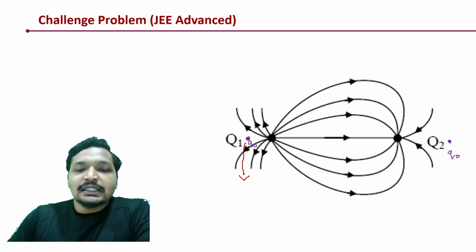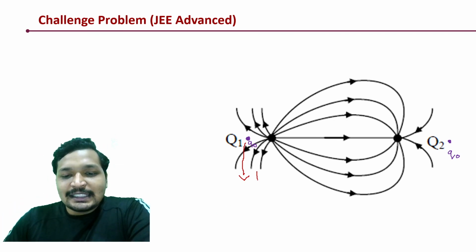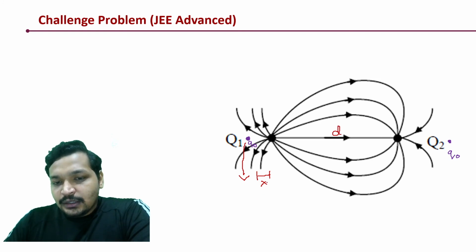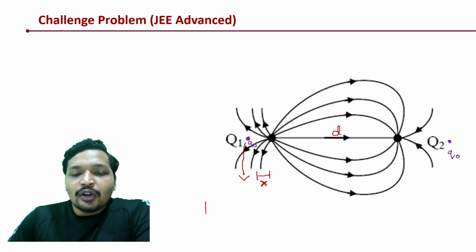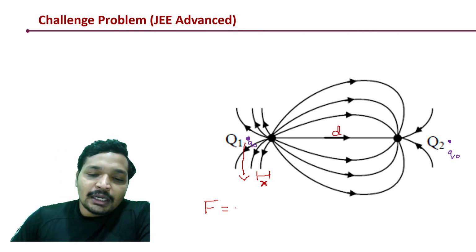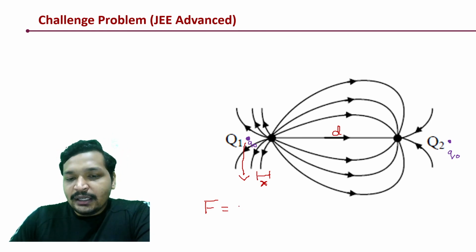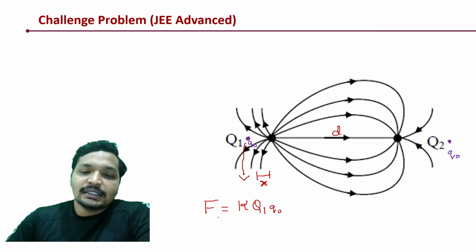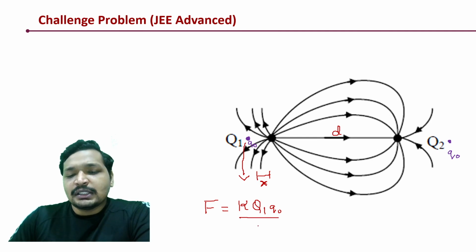If this test charge is at a distance, let's say x from q1, and the distance between these charges, that is q1 and q2, is d. So what would we be having? The net force would be something like k into q1 into q0 divided by x square. That is going to be a repulsive force. We are just discussing this side. Later on we'll move on to the next side. First of all, let's understand if it's feasible on this side.